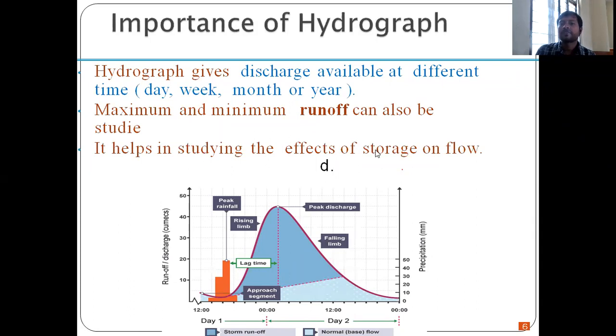And the next one is it helps in studying the effects of storage on flow. So storage on flow means how much of the stored water will be discharged at maximum. That can be studied with this graph.